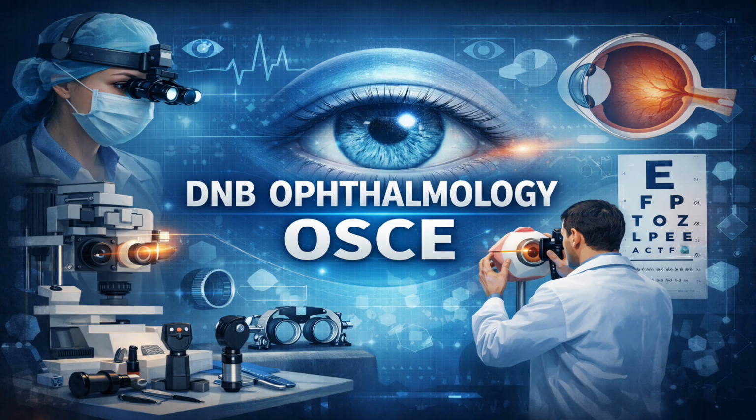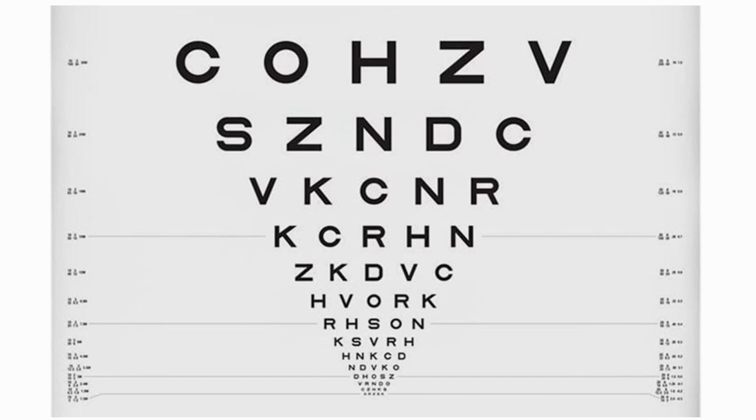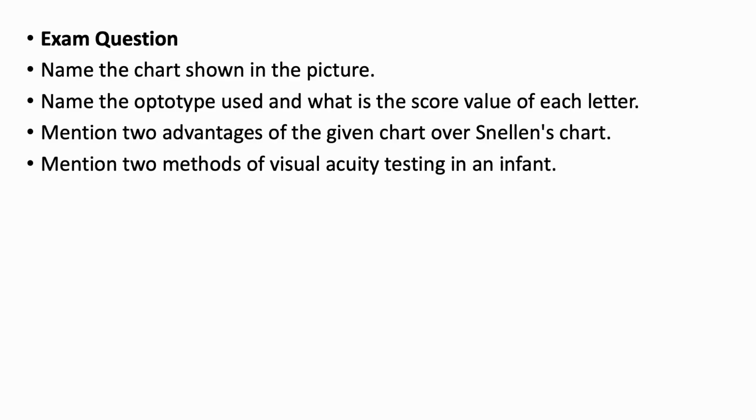Let's go through each question one by one and understand the concept. In this OSCE station, you are shown a picture of a visual acuity chart and asked follow-up questions. First question: name the chart shown in the picture, name the optotype, and what is the scoring system, and mention two advantages over the Snellen chart. And next is: mention two methods of visual acuity testing in infants.